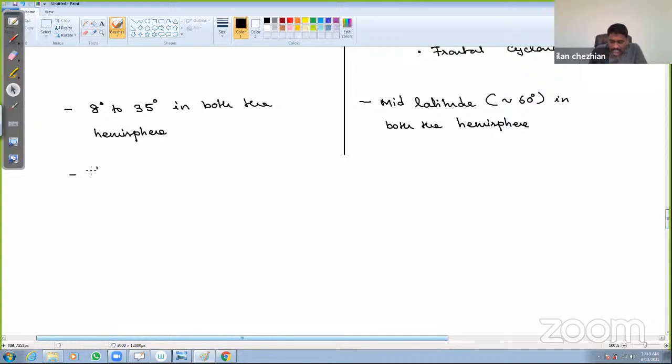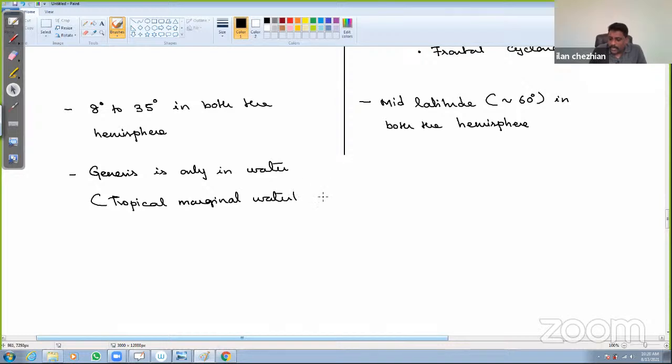Number two, origin or genesis, or formation. Genesis is only in waters. To be very precise, you call it a tropical marginal water body. What is this tropical marginal water body? You will understand later, don't worry now. Somewhere you can write it: the genesis is in tropical marginal water body. Only in water.